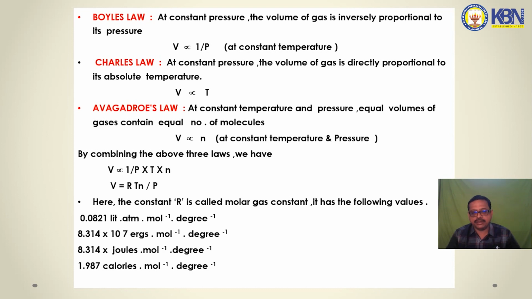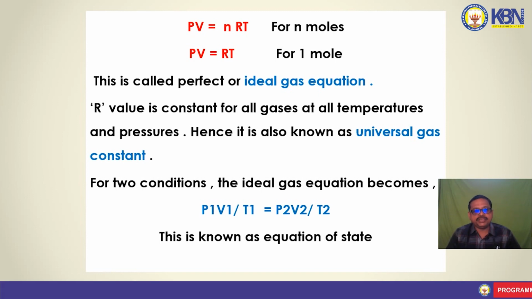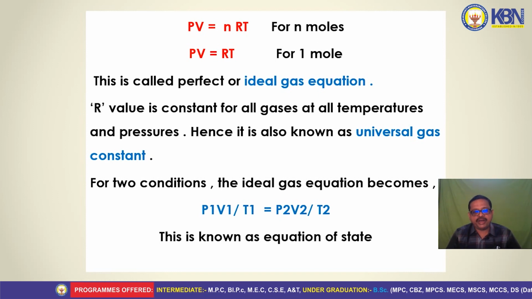It is called the molar gas constant. It has the following values: 0.0821 liter atmosphere mole inverse degree inverse, or it can also be expressed as 8.314 into 10 power 7 ergs mole inverse degree inverse. So from the above laws, we have PV is equal to nRT. Here n means for n moles, or it can also be written as PV is equal to RT for 1 mole. This is called the ideal gas equation or perfect gas equation.